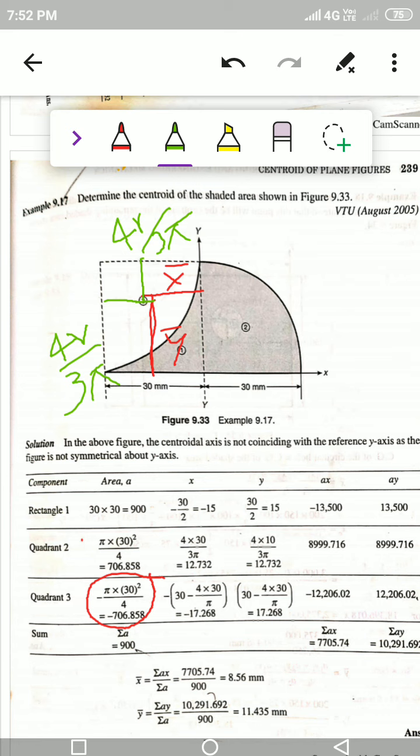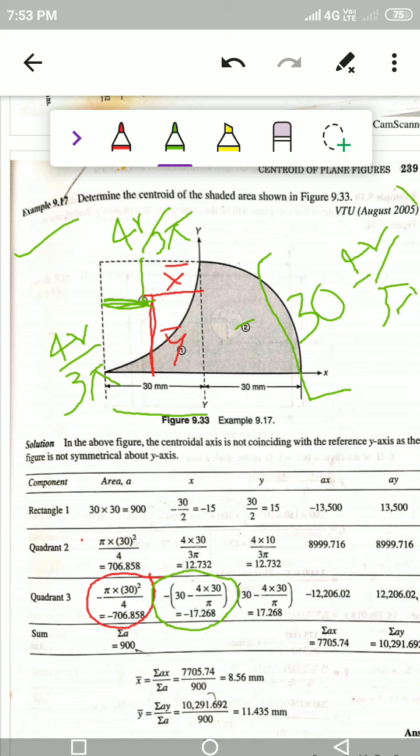Just observe this x bar here. X bar is negative, we have considered. Why is it negative? You are measuring the left side of the y-axis, therefore it is negative, that is minus. So into the bracket, what do we want? We want this distance, x bar. The red line is our x bar. The total is 30. Therefore 30 minus the green line, that is here to here distance, 30 minus 4r divided by 3 pi. Clear? That is the x bar here, 30 minus 4r divided by 3 pi.